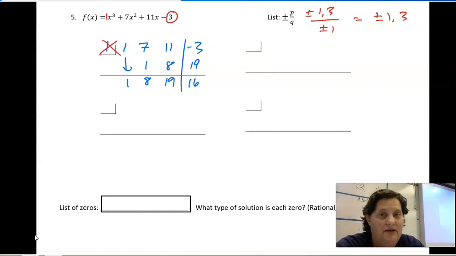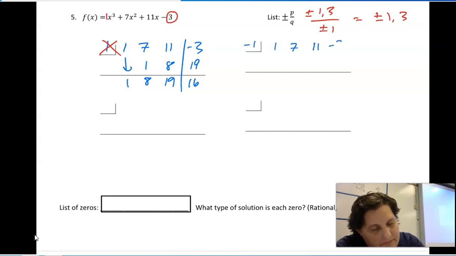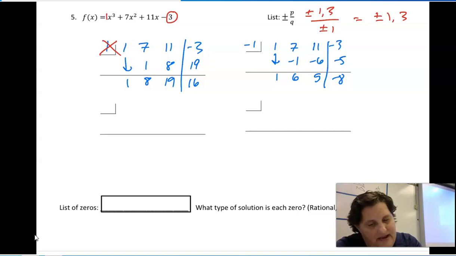Okay, so now I'm going to try negative 1. 1 times negative 1 is negative 1, that's 6. 6 times negative 1 is negative 6, that's 5. 5 times negative 1 is negative 5, that's negative 8. Also, not a solution. So we got to keep going. Okay, so now I'll take 3.